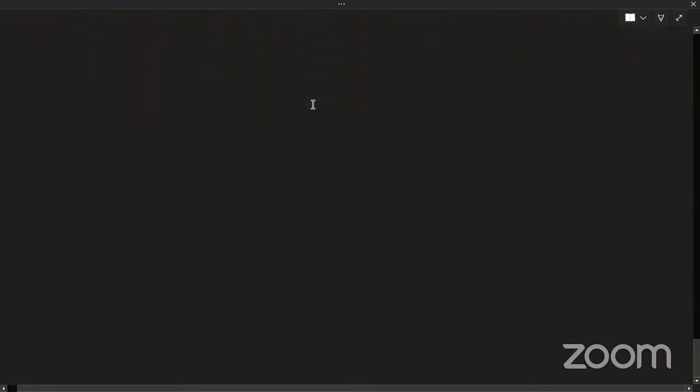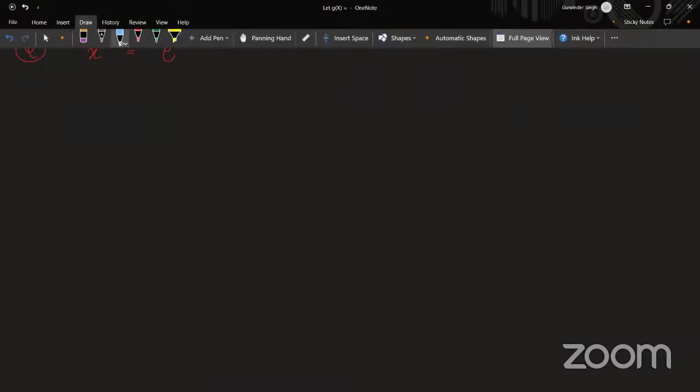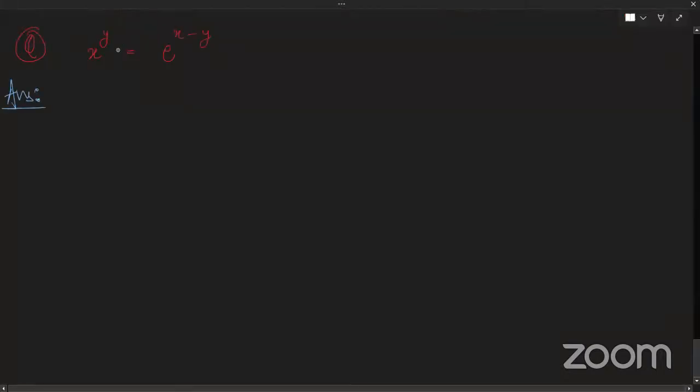So let us try this one. You have got a functional equation, okay? x is a variable and y is a function that's dependent on x. So you have got x raised to y is equal to e raised to x minus y. The first thing that we do is obviously take logarithm on both sides. So when you take ln on both sides, ln of x raised to y is equal to ln of e raised to x minus y.